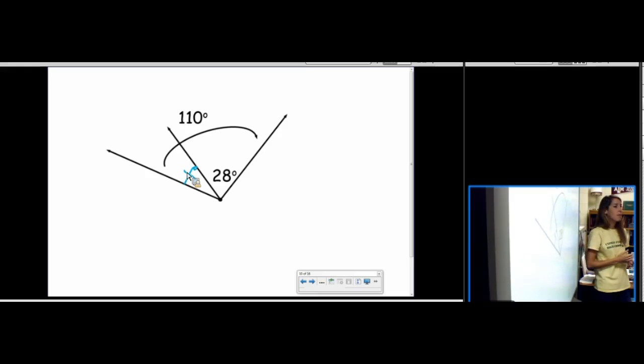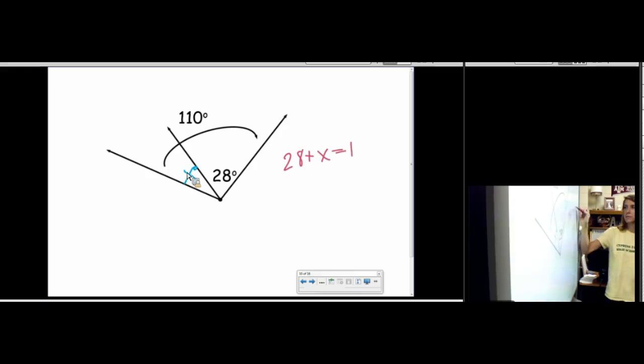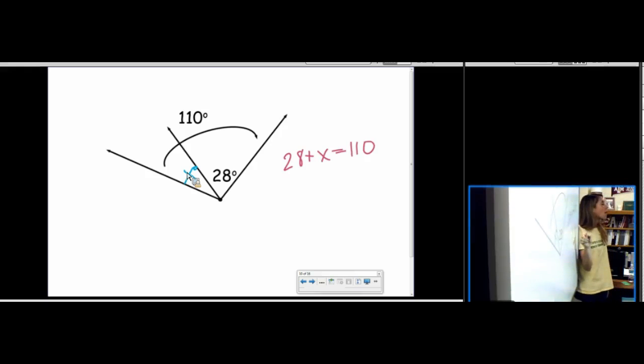How many steps was this problem, guys? In my mind, it was a one-step problem, but maybe in your mind, it was a two-step problem. Jonathan, tell me what to write and how to set this one up. To solve for x, how many steps? One step, guys. Subtract 28.